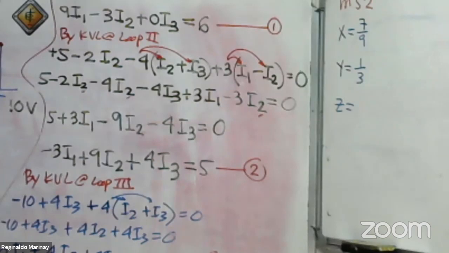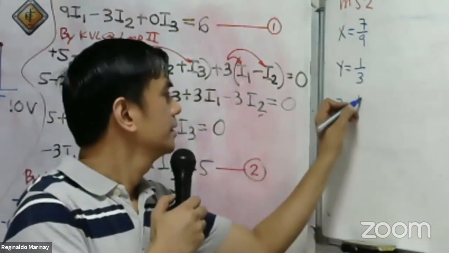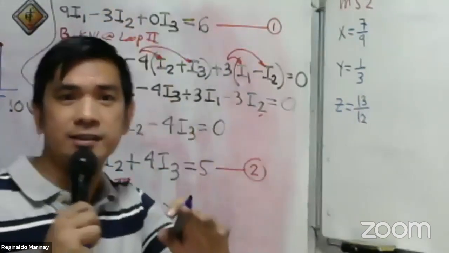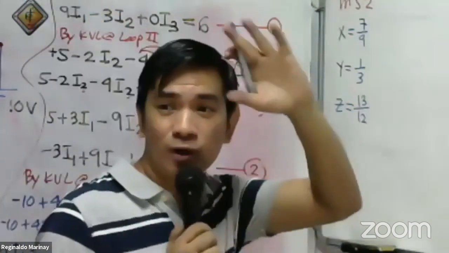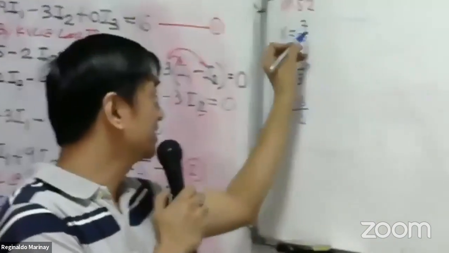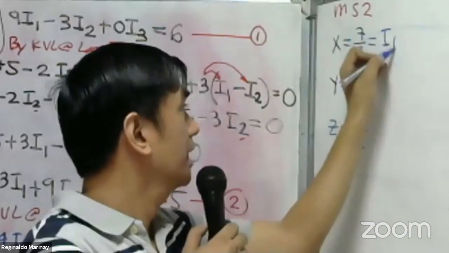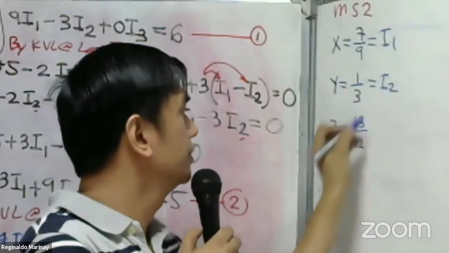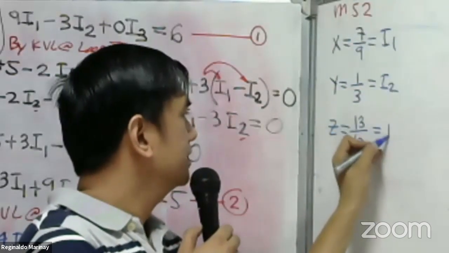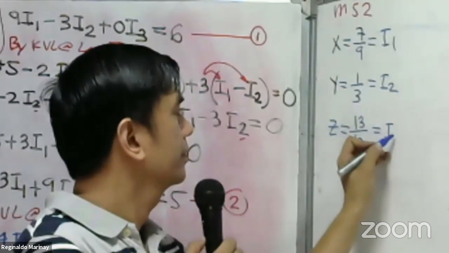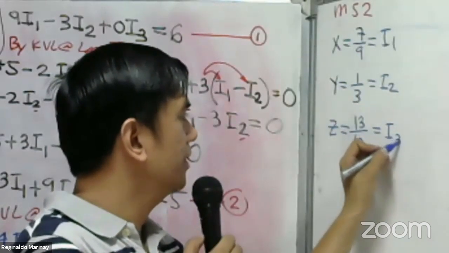13 over 12. Let's see if Leo is correct. So this is a live audience for our viewers. Our X is our I1. Our Y is our I2. And this is our I3.